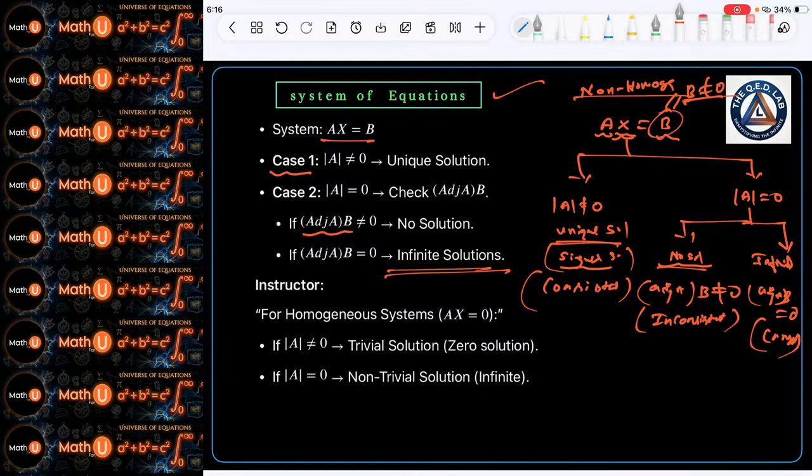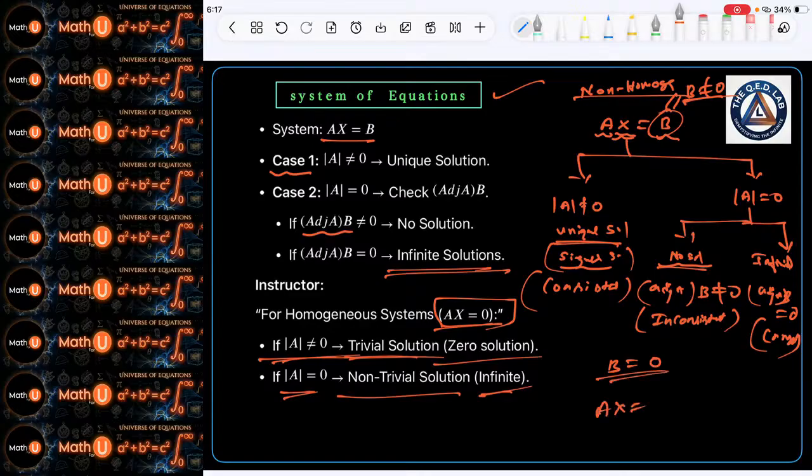But in homogeneous the thing is there are only two cases. Determinant of A is not equal to 0, unique solution, that is nothing but trivial solution or zero solution. If determinant of A is equal to 0, that is called non-trivial solution. It is also called infinite solution in case of homogeneous system. That means B is equal to 0, we get AX equal to 0. In a homogeneous system of equations, determinant of A not equal to 0 is the trivial solution, and determinant of A equal to 0 is the non-trivial solution, also called infinite solution.